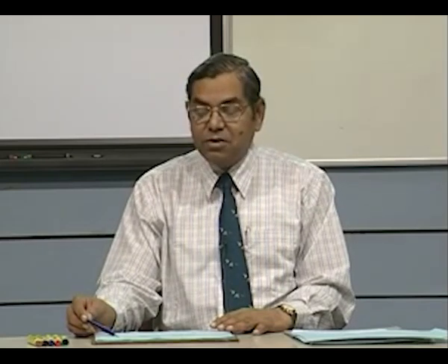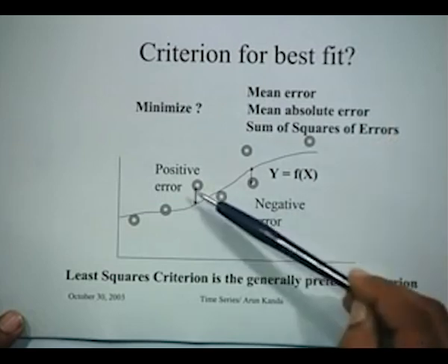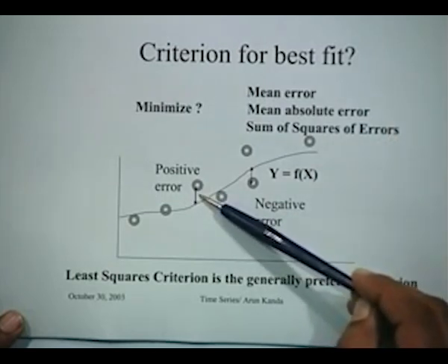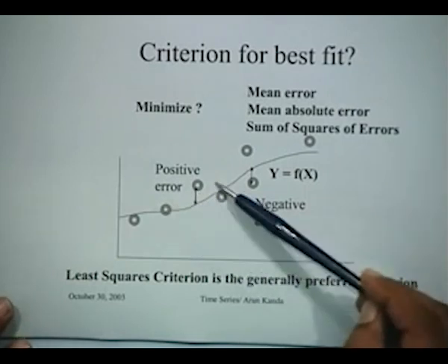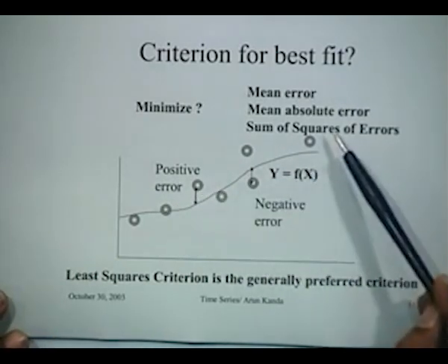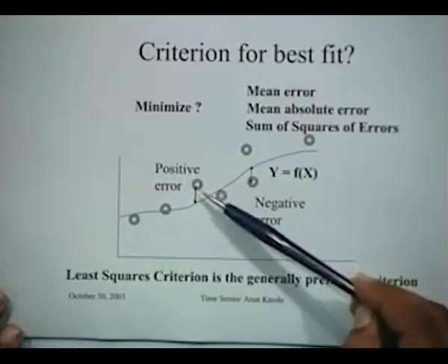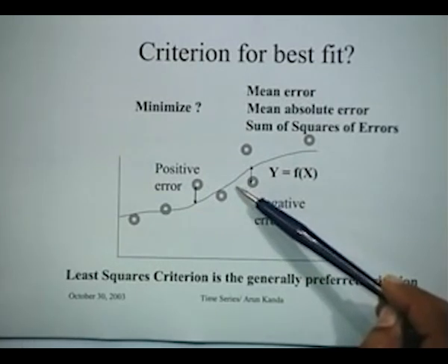The third criterion, which is most commonly used in fact, is to try to minimize the sum of the squares of the errors. Each error you square, so if it is negative it becomes positive, that's one thing, and the sum of the squares is a well defined mathematical function. You can use the methods of classical calculus to determine the maximum or the minimum in such situations. Therefore this is done.